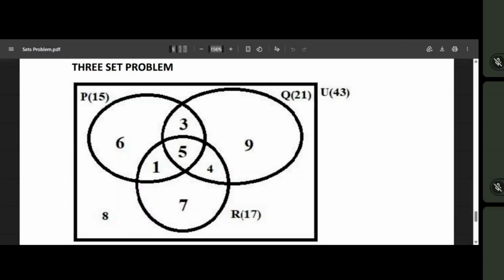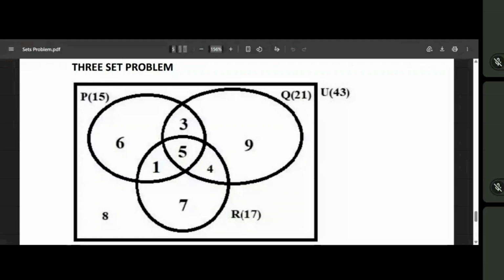So, when we ask you how many people have only one disease, you tell me 6 belongs to only P, 9 belongs to only Q, 7 belongs to only R. So these three have only one disease. And you add them, and that gives you 22. 6 plus 7 is 13, plus 9, that will be 22.